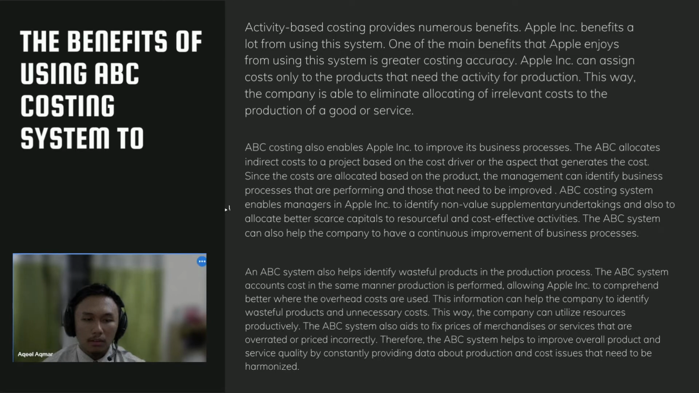ABC costing also enables Apple Inc. to improve its business process. The ABC allocates a direct cost to a product based on the cost driver, or the aspect that generates the cost. Since the costs are allocated based on the product, the management can identify business processes that are performing and those that need to be improved.